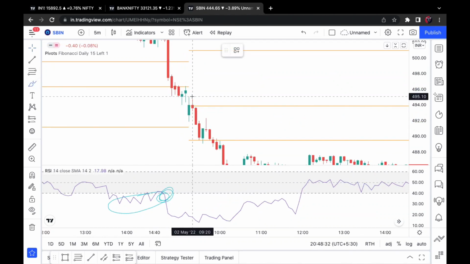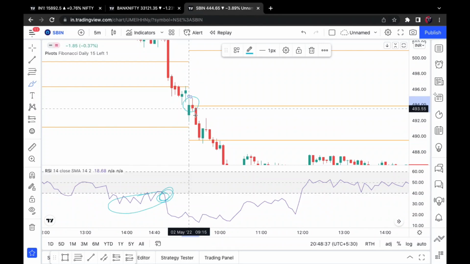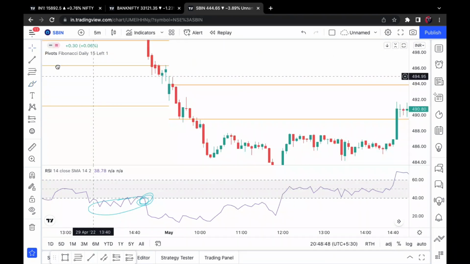As you can see, we can see a bearish candle here, and we can see that this candle is taking resistance from the pivots also. So that's why I took a bearish trade. Now let's go forward.